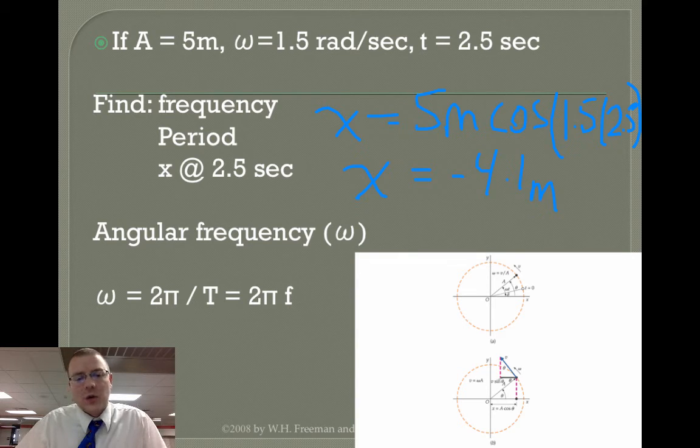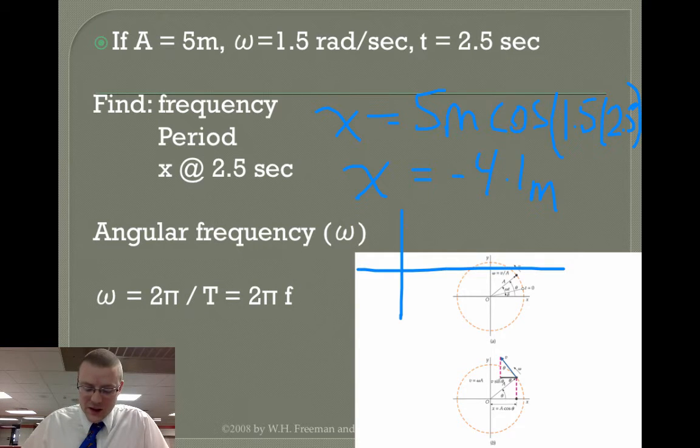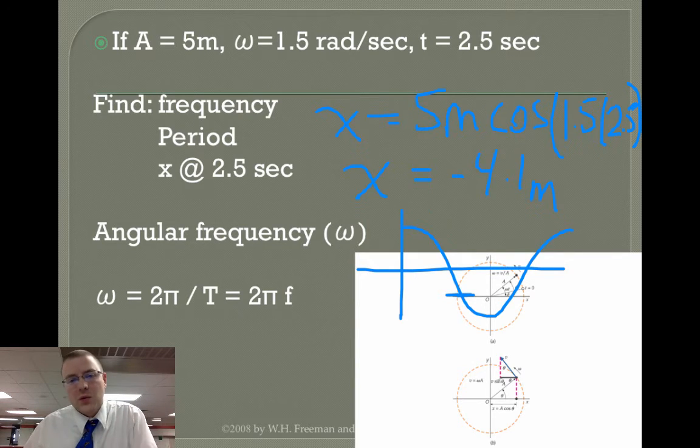So if the mass was displaced 5 meters from the equilibrium at time 0, at 2.5 seconds it's at negative 4.1. The problem with just punching in that equation and figuring out where it is, is that it doesn't tell me the whole story. The object could be at negative 4.1 on the way to the other amplitude or on the way back. So where is that going to be?